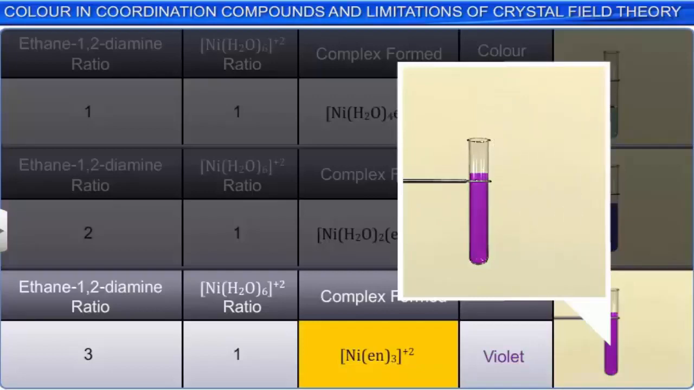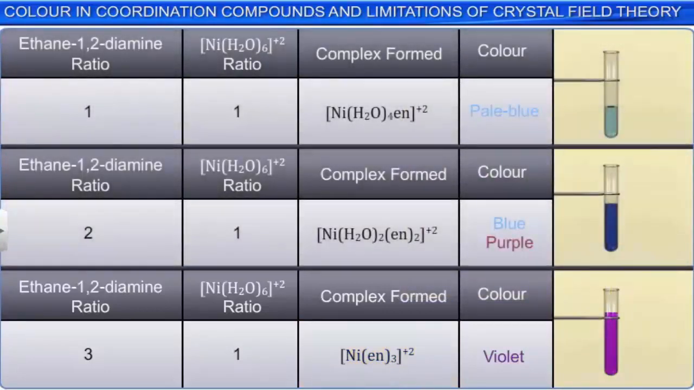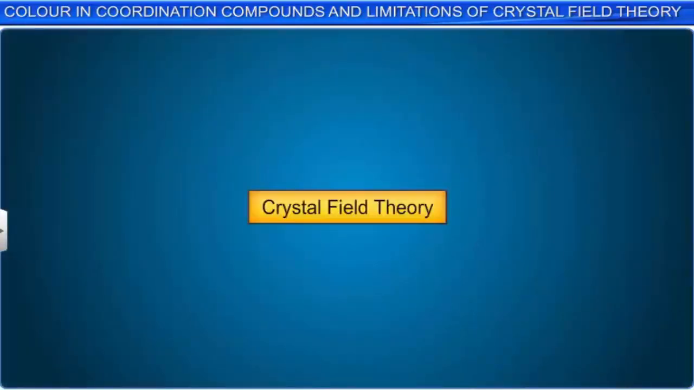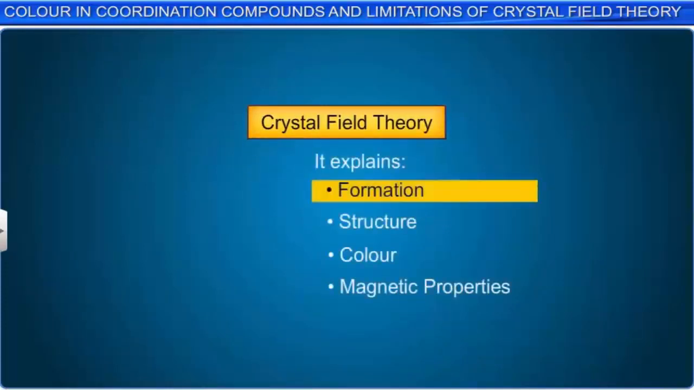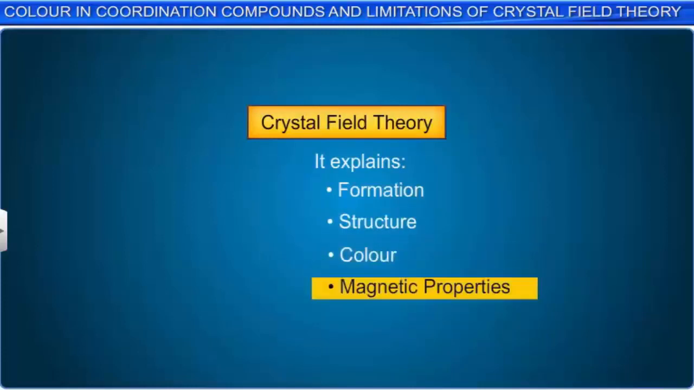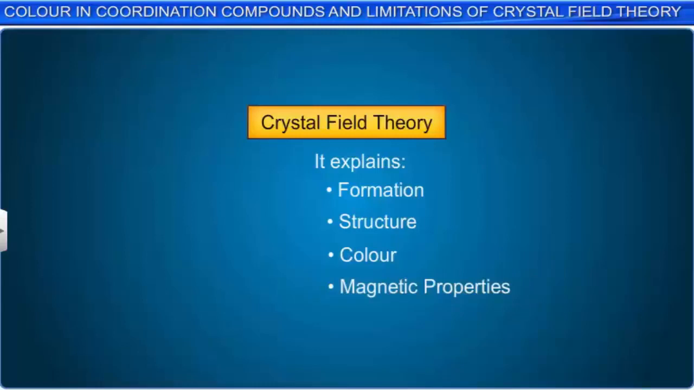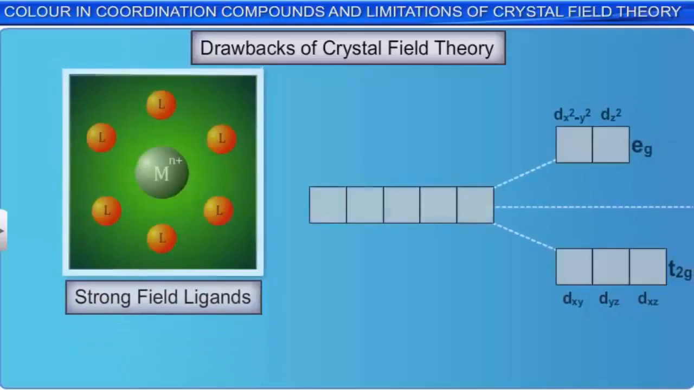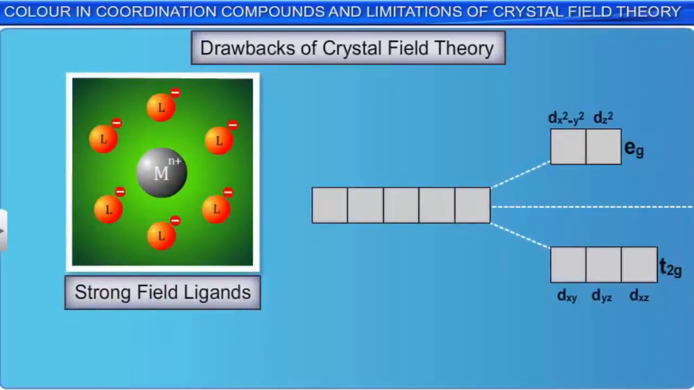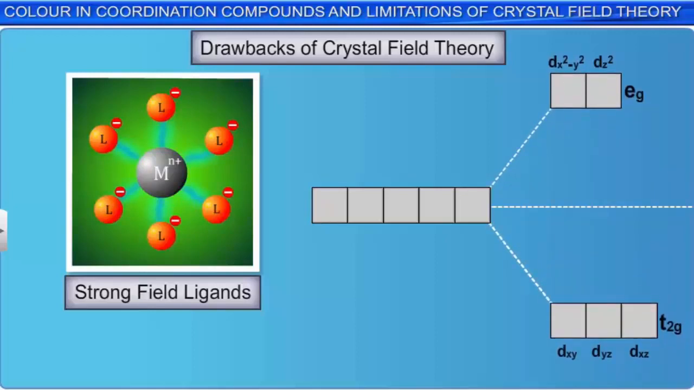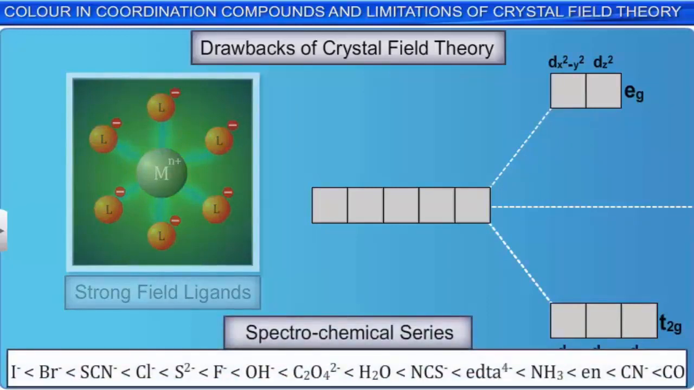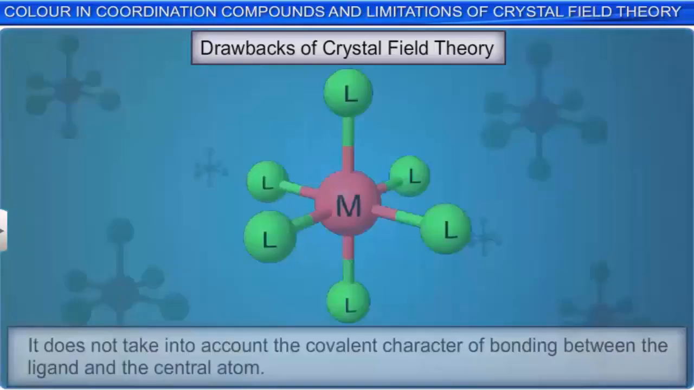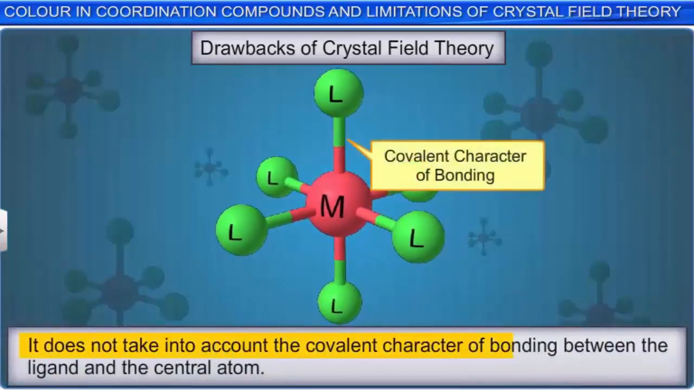Now let us see the drawbacks of the crystal field theory. Although it successfully explains the formation, structure, color, and magnetic properties of coordination compounds satisfactorily to a large extent, it suffers from some drawbacks. If the assumption that anionic ligands are point charges is correct, then anionic ligands should act as strong ligands, and hence should exert the greater splitting effect. However, anionic ligands are actually found at the low end of the spectrochemical series. The other drawback is that it does not take into account the covalent character of bonding between the ligand and the central atom.